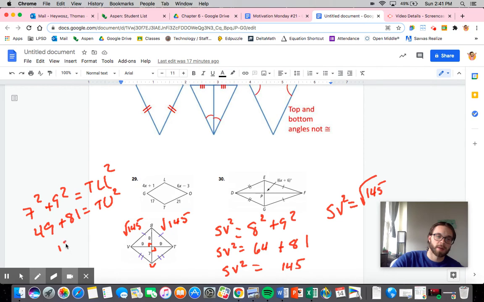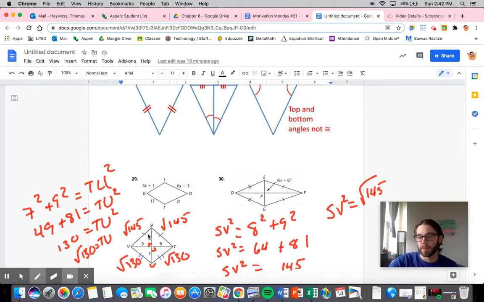So what's that going to be? 130 equals TU squared. Let's just make sure I added right there. 81 plus 49, 130. Okay. So can I do anything with the 130? Well, that's 10 times 13, so no, I cannot. So this is going to be the square root of 130, right? So that's the square root of 130, which means this is also the square root of 130. So when in doubt, if you don't know the sides, but you know some of the pieces on the inside, you'd be able to use the Pythagorean theorem.